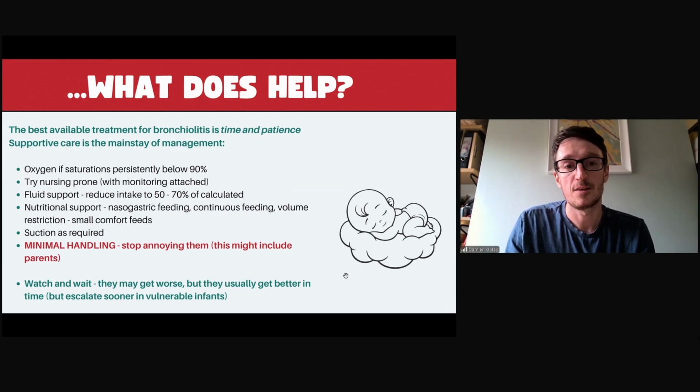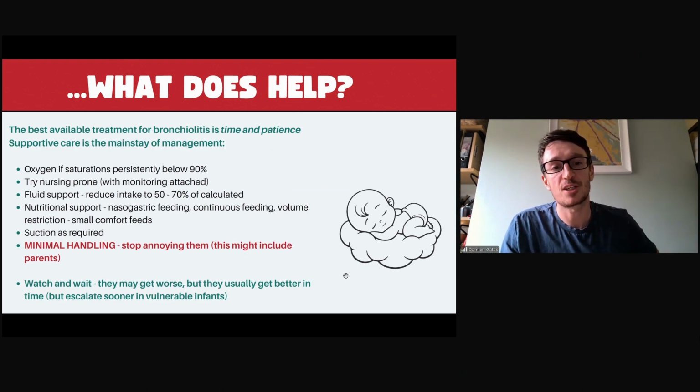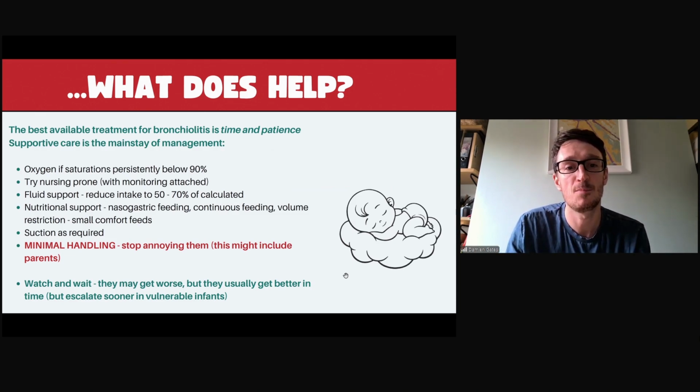Support their fluid status, but do reduce their intake to 50 to 70% of their calculated maintenance, because these children do have a tendency to hold on to fluid. Provide nutritional support, so nasogastric feeding, whether that's continuous or small volume comfort feeds. Suction the airways as required, so don't do it as routine, but you may have to suction the nose if they get into difficulties and they need a bit of help getting some secretions out of the nose or out of the upper airways. Most of all, minimal handling, so just stop annoying the babies.